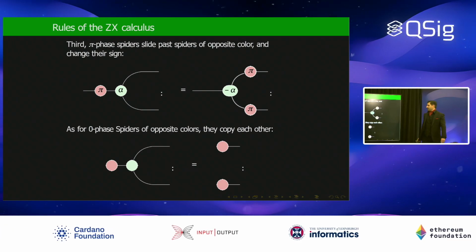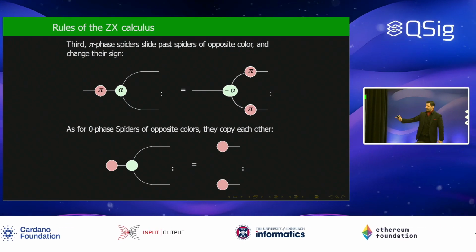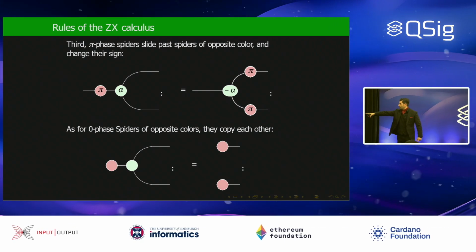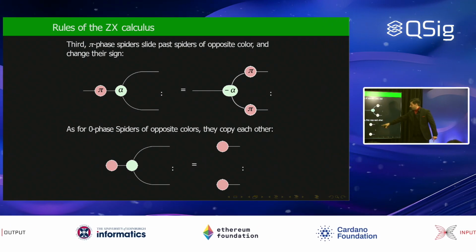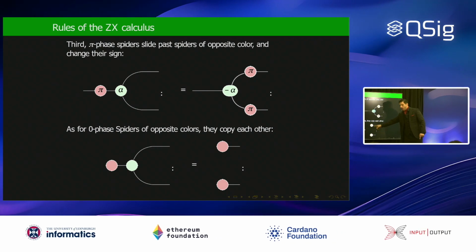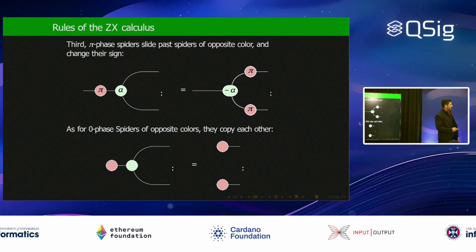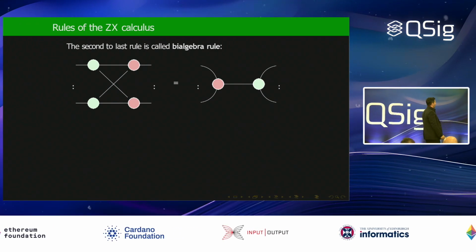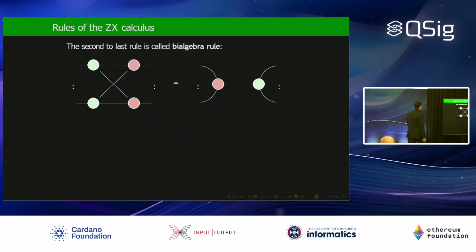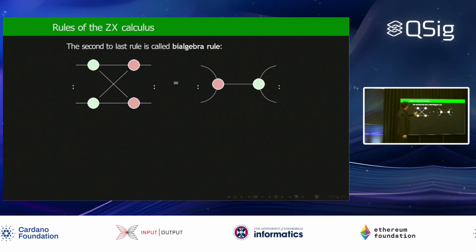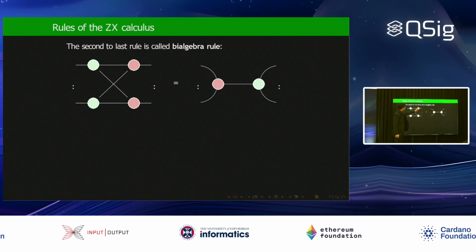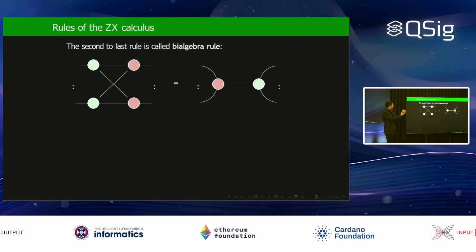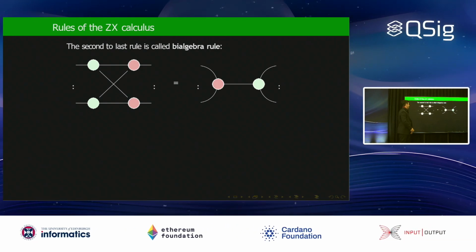And this says that the green spider acts classically on the red spider, and the vice versa is also true. So when I have the zero phases, this green thing acts by copying the red thing. This is the second to last rule. It's called the bialgebra rule. It's basically saying that if I have all spiders of one color here and all spiders of another color here, and they are all connected to each other, I can slide them past and obtain this thing here.